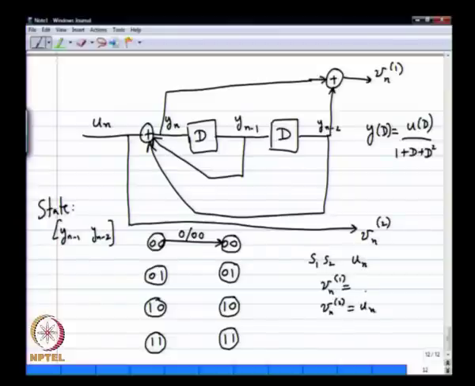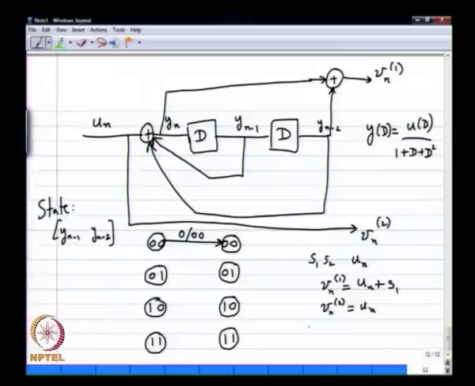What is Vn1? You have to compute Yn first. Yn is S1 plus S2 plus Un. And then you are again XORing with S2. So you will get Un plus S1. Is that okay? You will simply get Un plus S1.